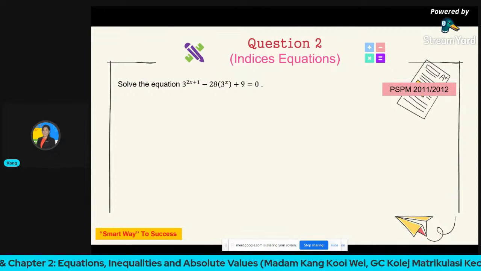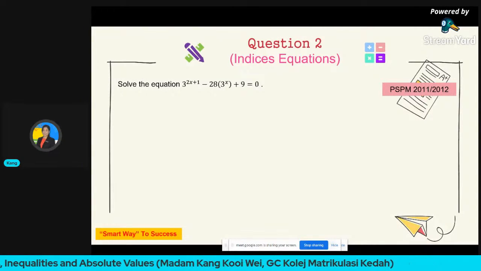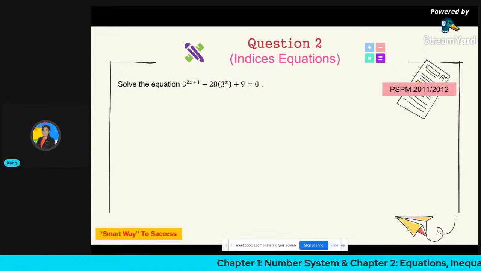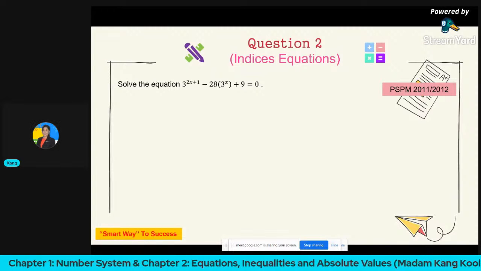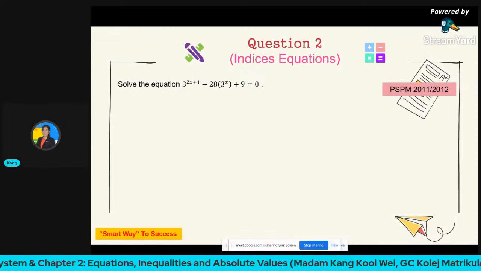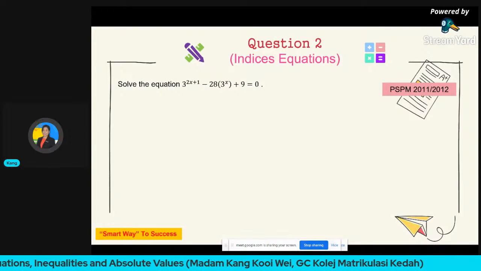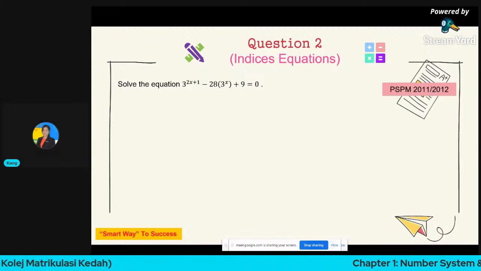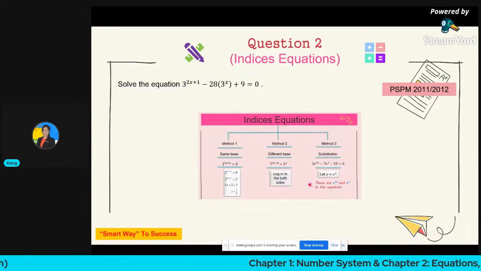Okay. So now we are going to master the technique of solving the equation of indices. This question is the PSPM examination question for the session 2011 and 2012. Solve the equation 3 to the power of 2x plus 1 minus 28, 3 to the power of x plus 9 equal to 0. So from the theory of the problem solving technique, the very first step, we need to understand the question. Ask yourself, what is the equation? It is indices, logarithm, or surd. Okay, so we know that it is indices.